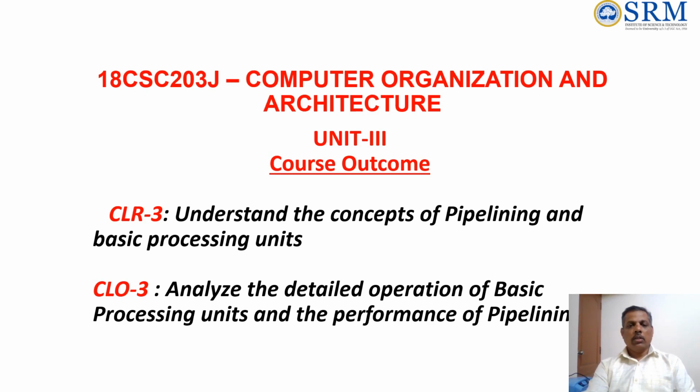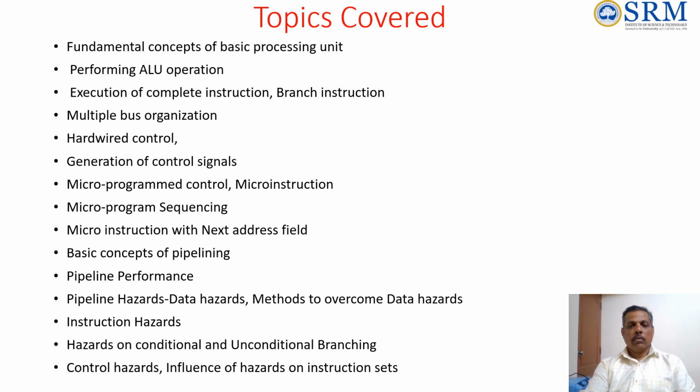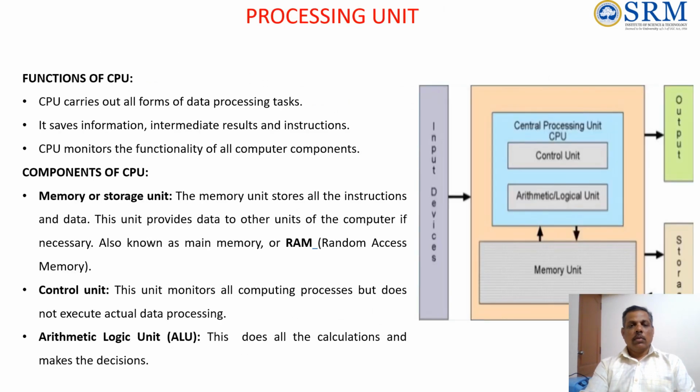We are going to see about the basic concepts of processing unit. The basic processing unit consists of a functional unit of a CPU called ALU, and main memory, and control unit.